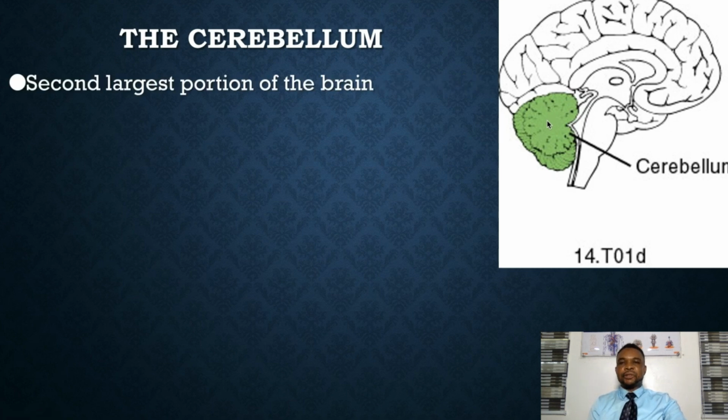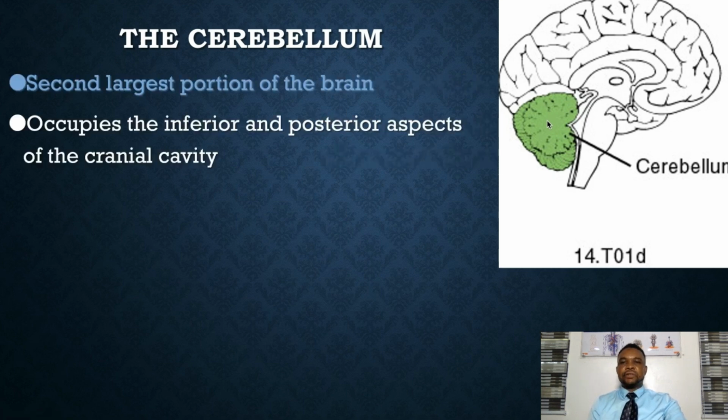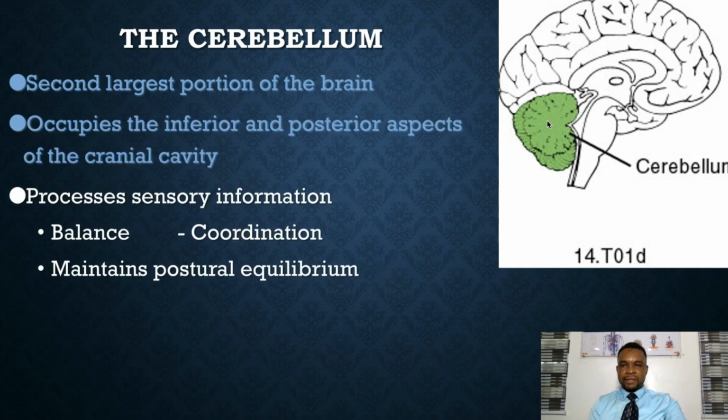The cerebellum is the largest portion of the brain and it occupies the inferior and the posterior aspects of the cranial fossa. This cerebellum processes sensory information for balance, coordination, maintenance of posture, and equilibrium. For us to stand erect, to coordinate our movement, and to balance, it is a function of the cerebellum.